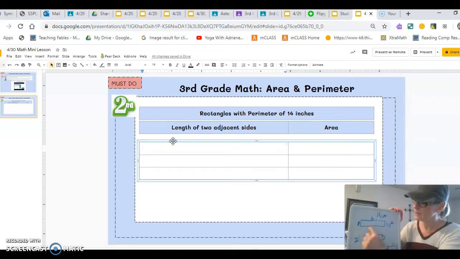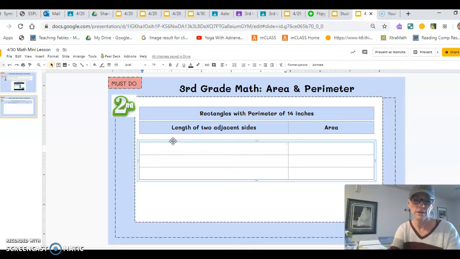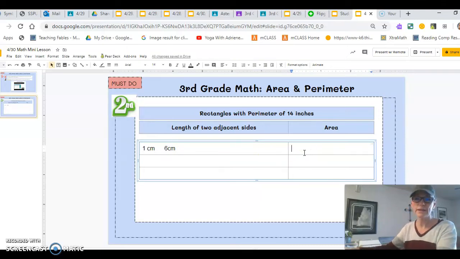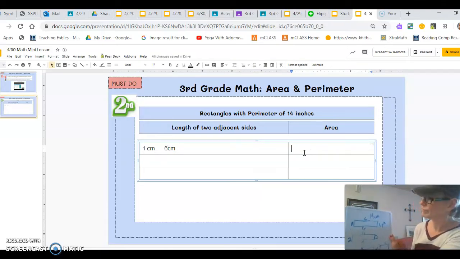I'm going to list 1 centimeter and 6 centimeters. That's my 2 sides. And it'll look like this: 1 centimeter, scoot over, 6 centimeters. Now I have to calculate the area? Oh my goodness. So area is the space inside, length times width. Length times width. 6 times 1 is 6.